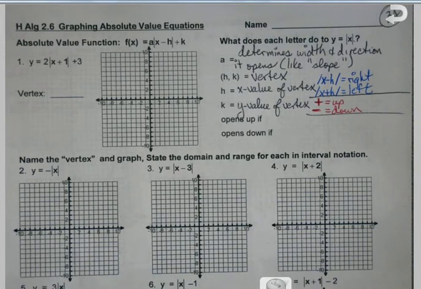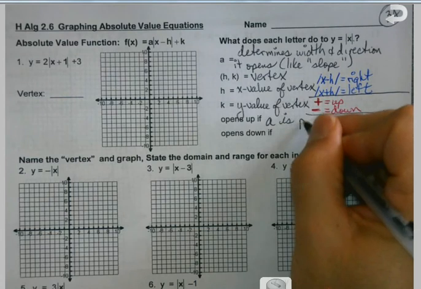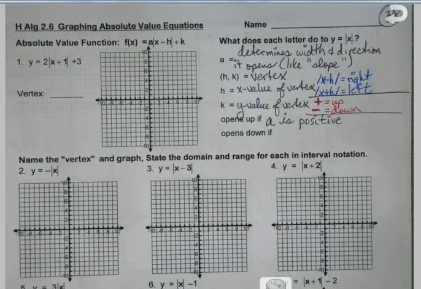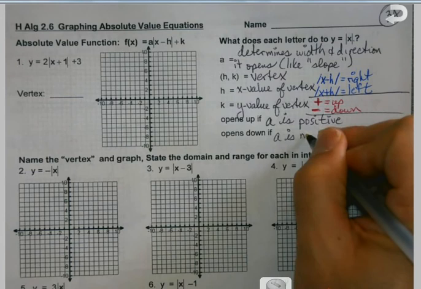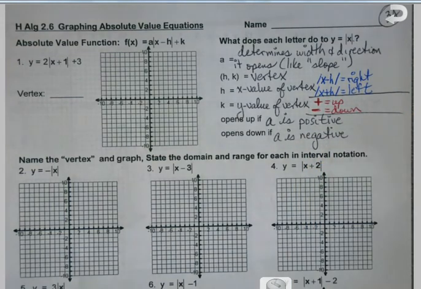And then to figure out if my graph is going to be going up and looking like a V or going down and, I don't know, looking like a mountain, I guess. If my A value is positive, so that number in front's where it's at, it's going to open upward. My arrows will be going up. If my A value is negative, it's going to open downward. And that won't change on these. And that's kind of our basic breakdown of all the pieces of an absolute value function and what they do.